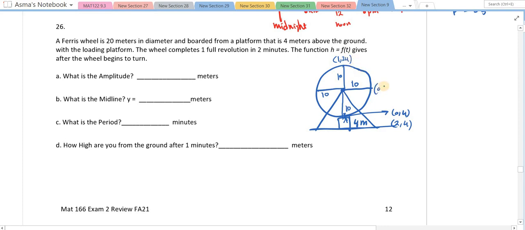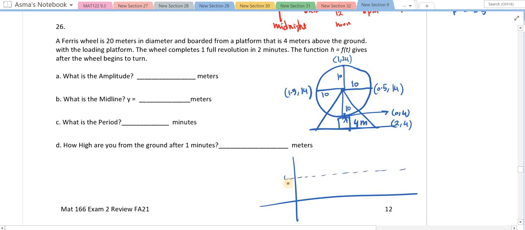That means after half a minute, the person is going to be this distance, which is 14 meters high. Again, that happens when the time is 1.5 minutes. The height of the person is 14 meters high. So if I'm going to plot this, I know that 14 is going to be the midline, which is D equals 14.